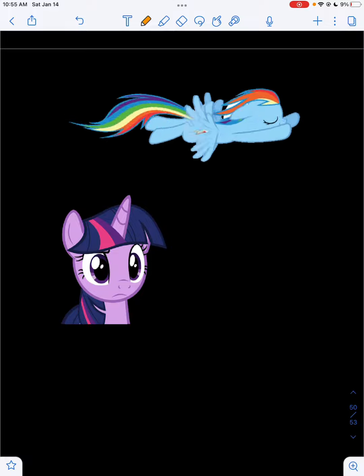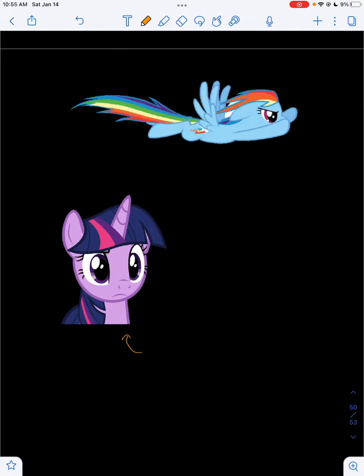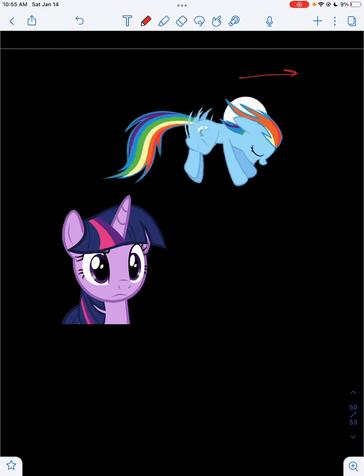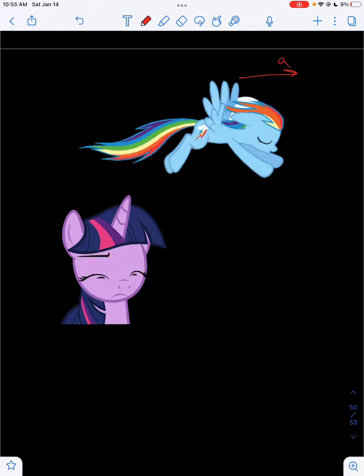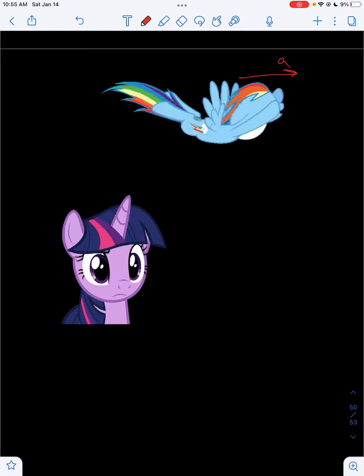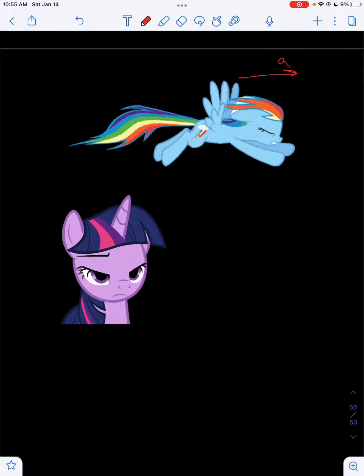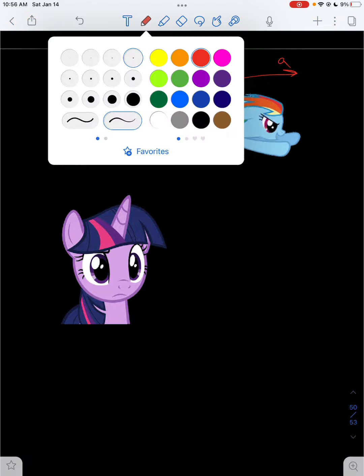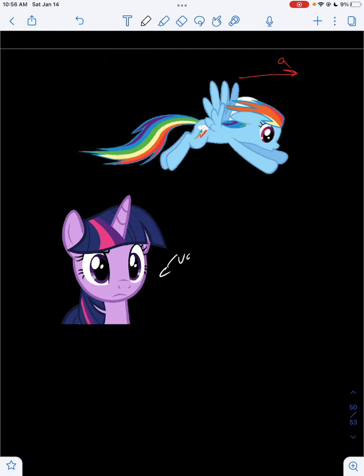So here we have two ponies, Twilight and Rainbow Dash. We can see that Rainbow Dash is accelerating, moving forwards. And Twilight Sparkle is an inertial observer, so she is stationary. Twilight Sparkle is going to see a vacuum. She sees no particles present. So she says that we are in a vacuum.